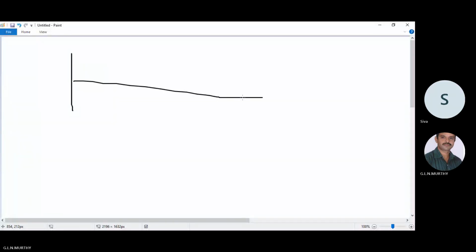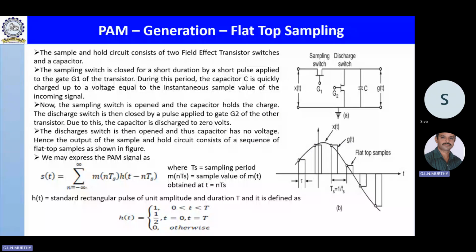One second, let me just show. See, in natural sampling, the shape is preserved. The amplitude is following. Now, here some noise occurred. How can we say it's noise? It can be the original message signal contribution or noise contribution. That difference we cannot identify in natural sampling. So natural sampling is easily affected by noise. That is why we go for the next technique called flat top sampling.